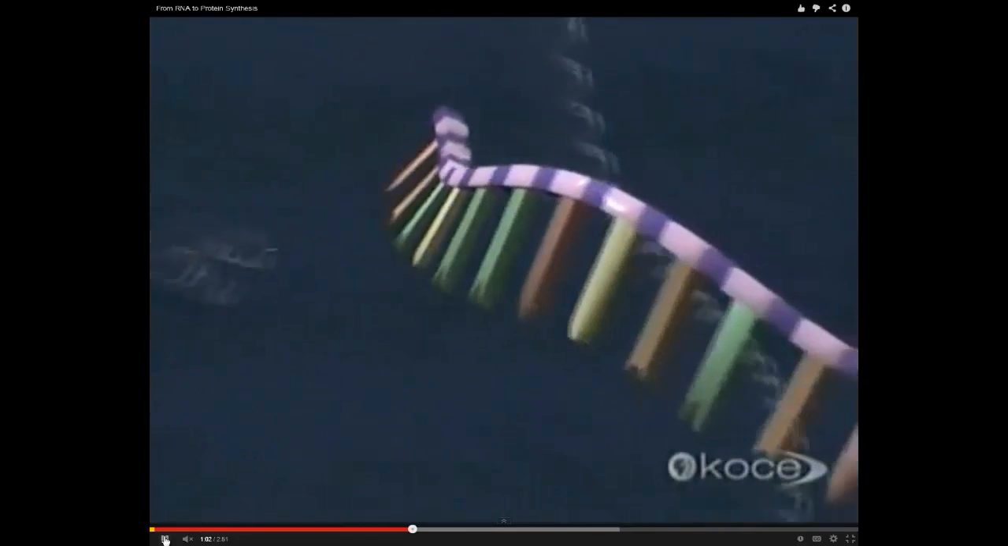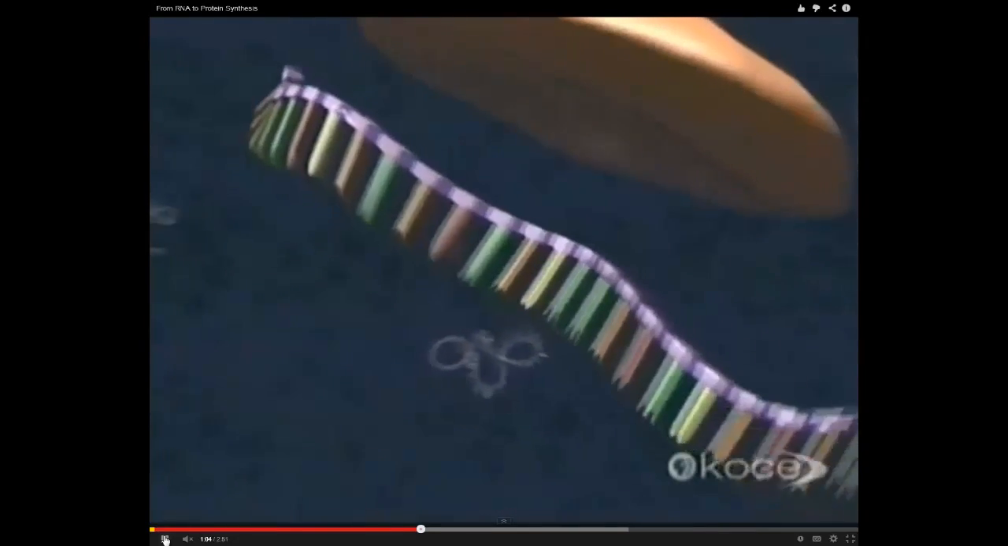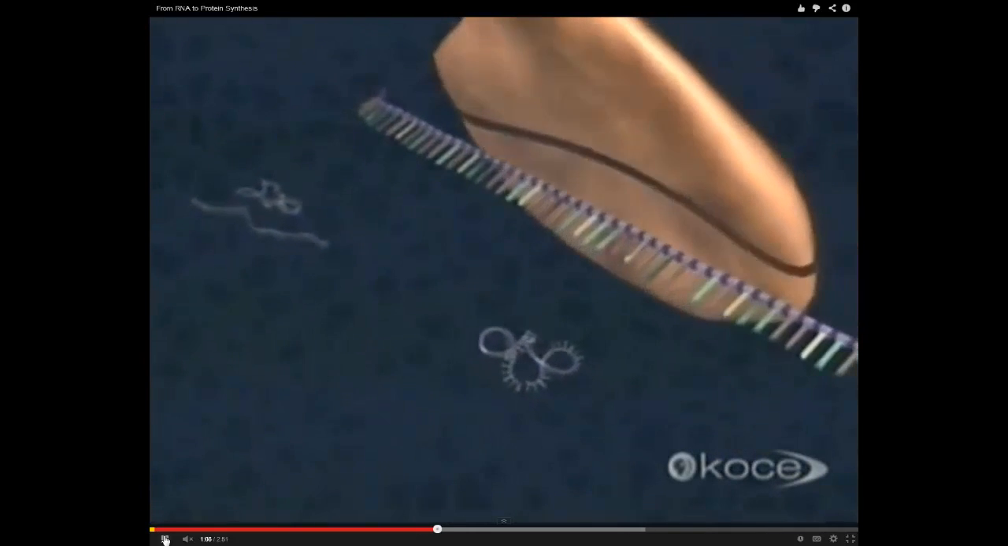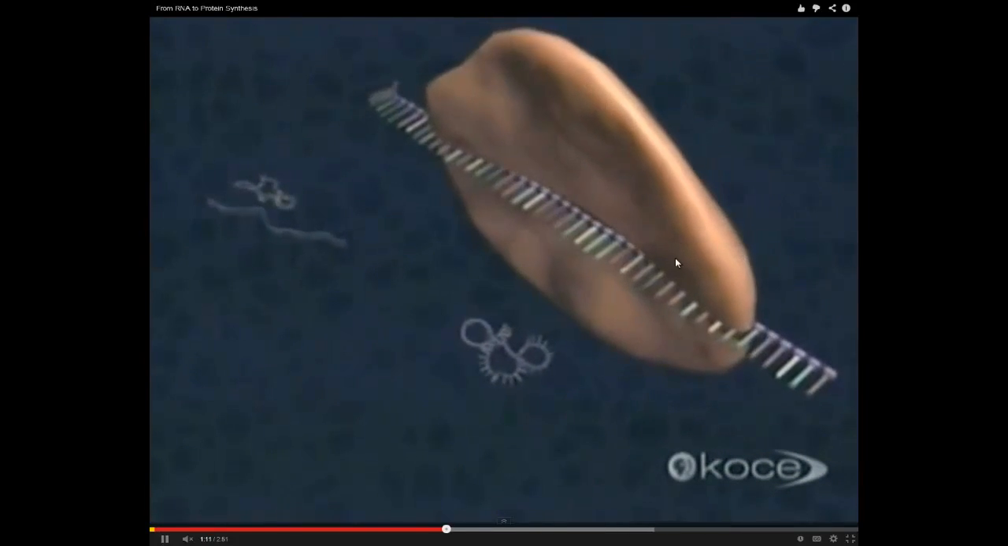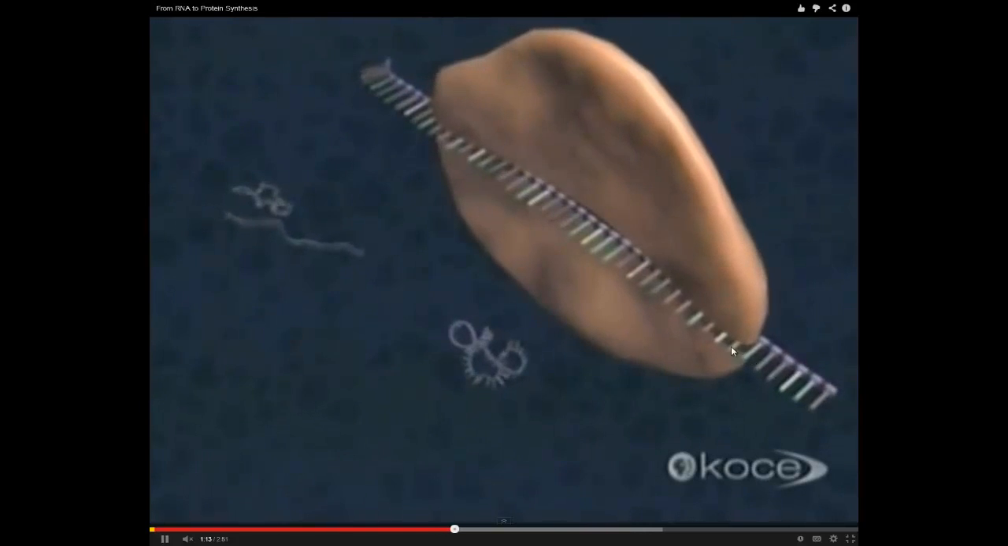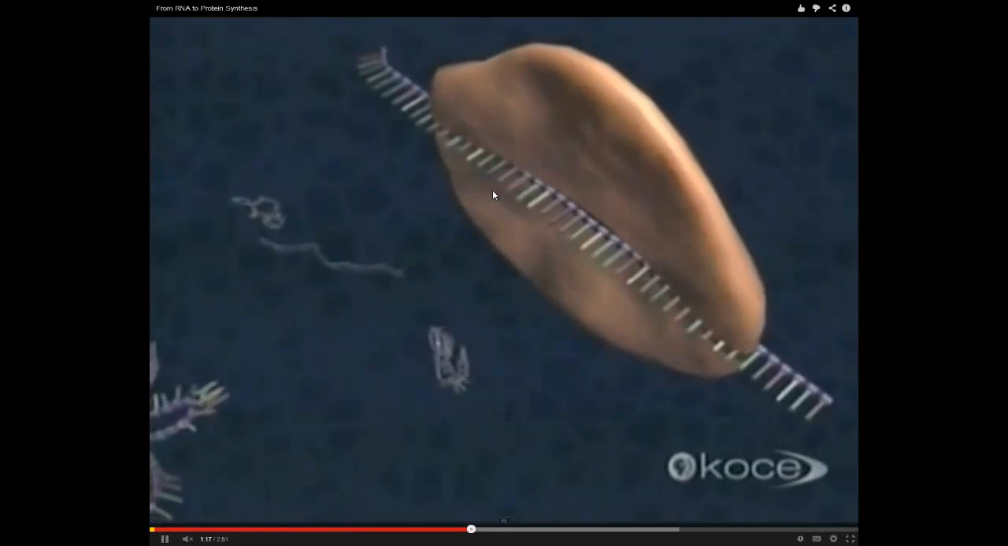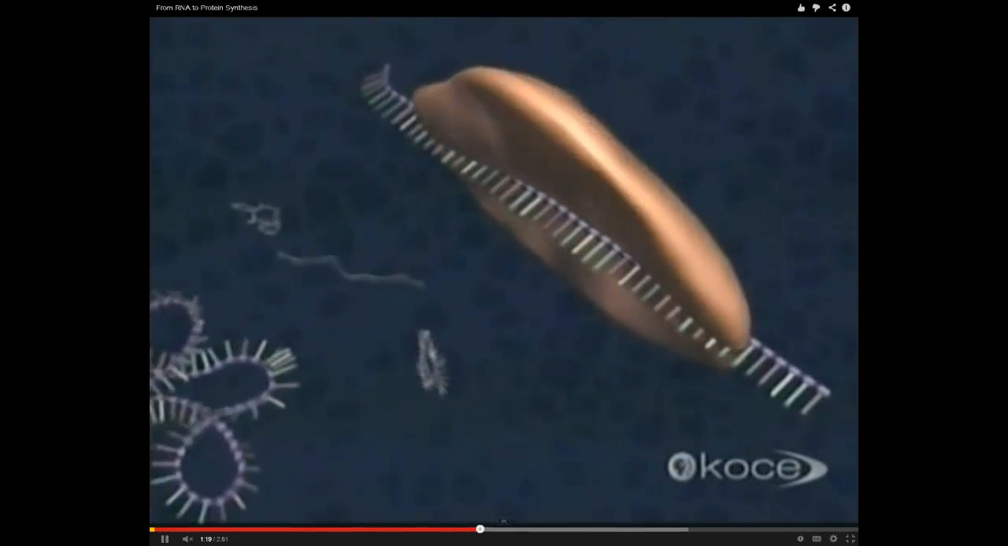There's 2 subunits to a ribosome. So here's one subunit. This big globular structure is a ribosome. There's our messenger RNA strand. Now the next part comes in, and this is transfer RNA, or tRNA. And it's coming in, it's this looped looking structure.